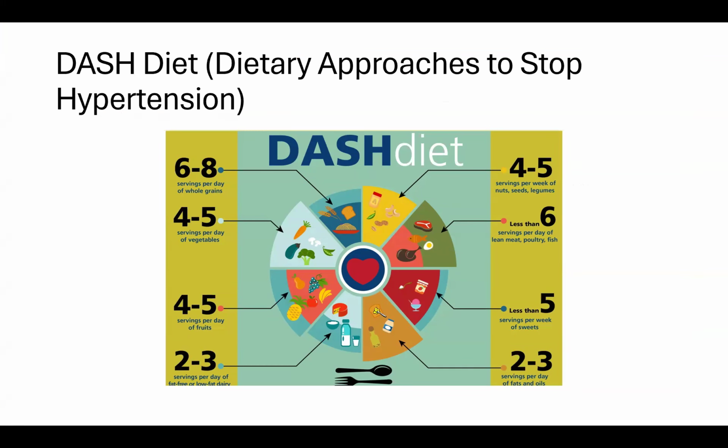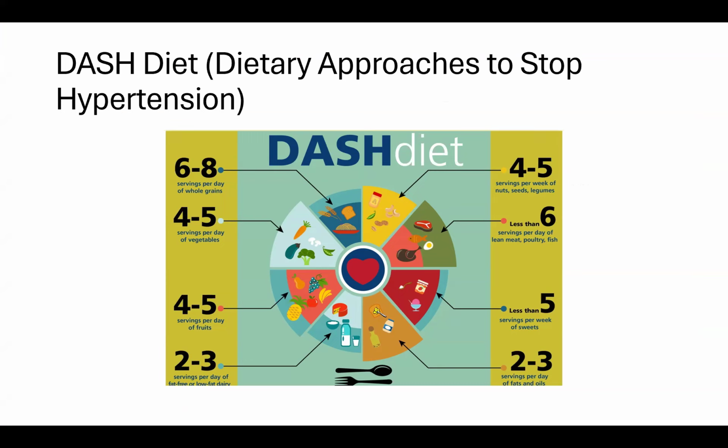Now we come to DASH diet, which is the dietary approaches to stop hypertension. So this is a visual representation of the DASH diet, starting from the top. 4 to 5 servings per week of nuts, seeds, and legumes. Less than 6 servings per day of lean meat, poultry, or fish. Less than 5 servings per week of sweets.